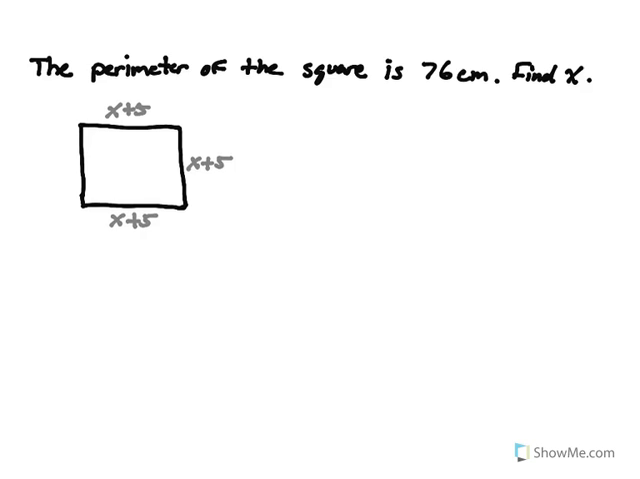Well, if it's a square, all the sides have to be identical. So whatever one side is, they all have to be the same thing. So one side's x plus 5, all four sides have to be x plus 5. That's with any square, okay? Because all the sides are equal.